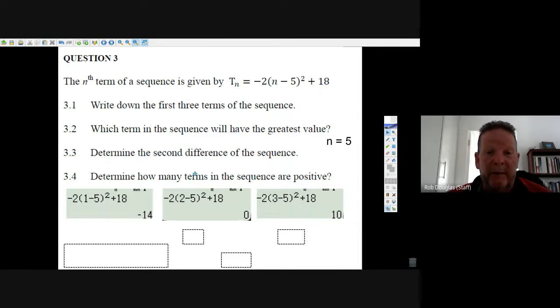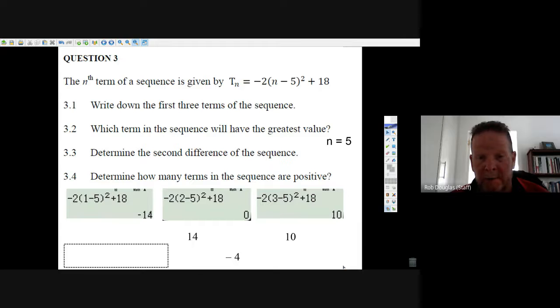What's the second difference? Well, it's a quadratic sequence, and all you do is go 0 minus 14. Well, that's 14. 10 minus 0 is 10. Well, those are called the first differences. And then we go 10 minus 14, we get negative 4. That's the second difference. It goes constant, minus 4 all the way along.